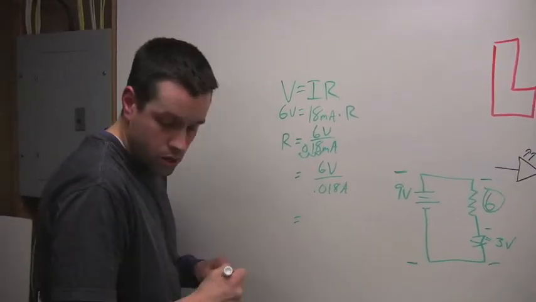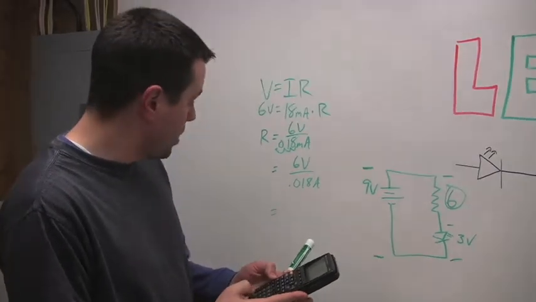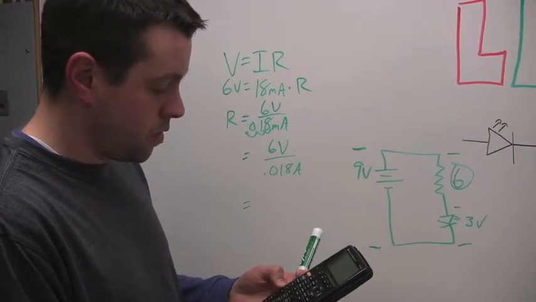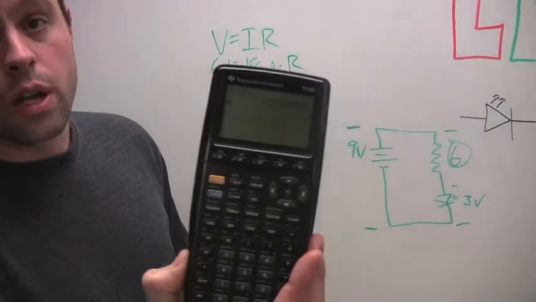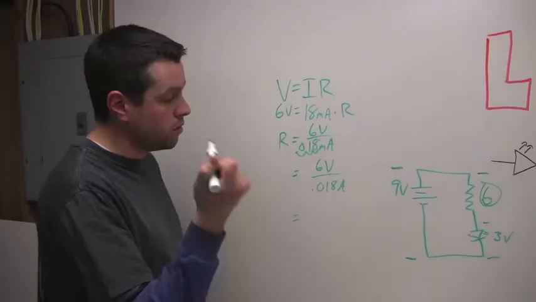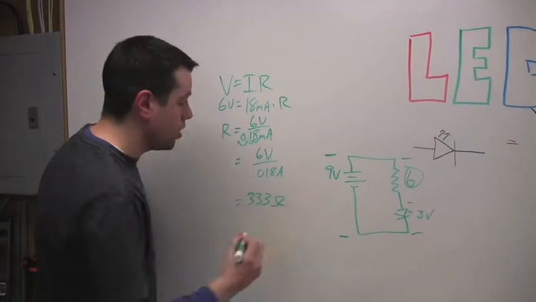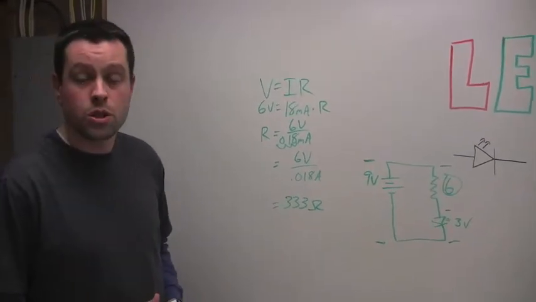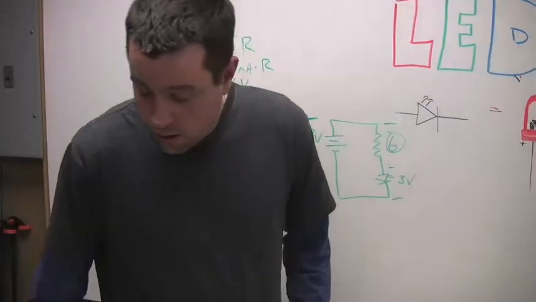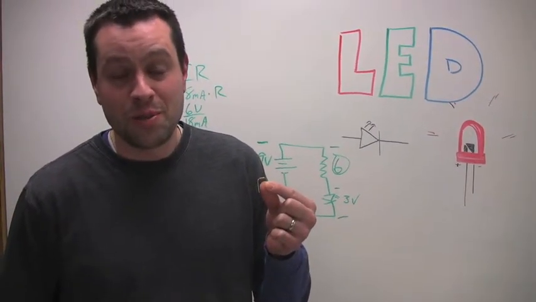So if we take that, just grab a calculator here real quick, and we'll do 6 divided by 0.018. We're going to get around 333.3. You're not going to have a 0.3 ohm resistor. So we're about 333 ohms. If we put a 333 ohm resistor in there, we should be somewhere in the ballpark of 18 milliamps like we wanted to be. So I just so happen to have a resistor that meets those specs.